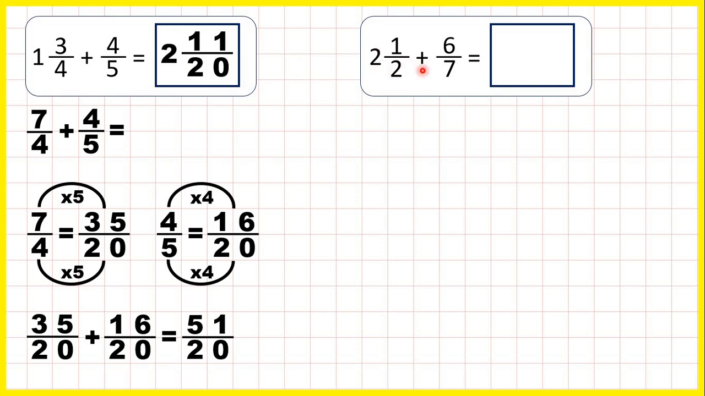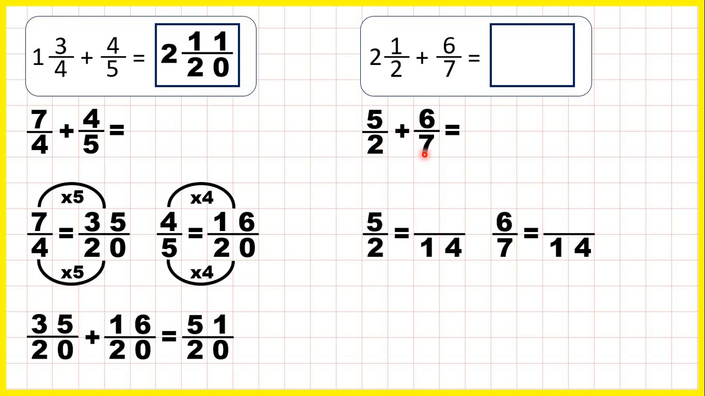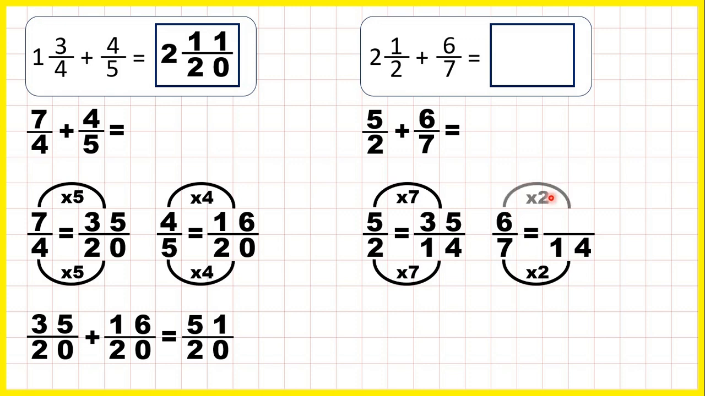Now 2 1/2 plus 6/7, so we can change our mixed number to an improper fraction. That's 5 over 2, because 2 times 2 is 4 plus 1 is 5, the denominator stays the same. We're adding 6/7, but to add fractions we need a common denominator. 14 is in both the 2 and the 7 times table, so we can find equivalent fractions with a denominator of 14. 2 times 7 is 14, 5 times 7 is 35, 7 times 2 is 14, 6 times 2 is 12.